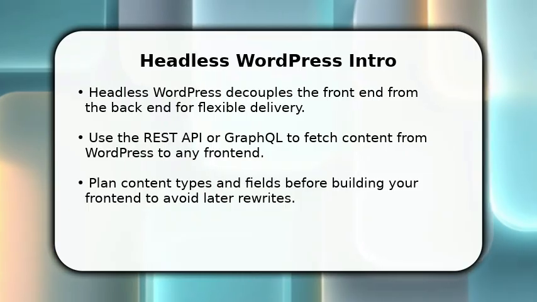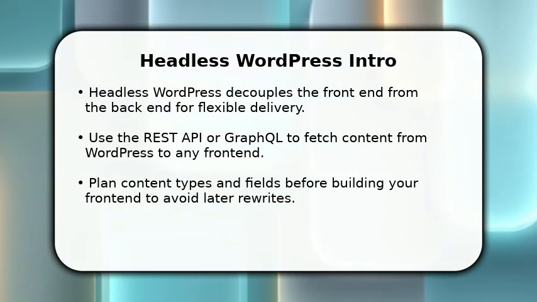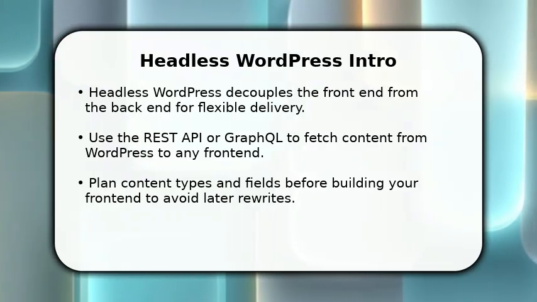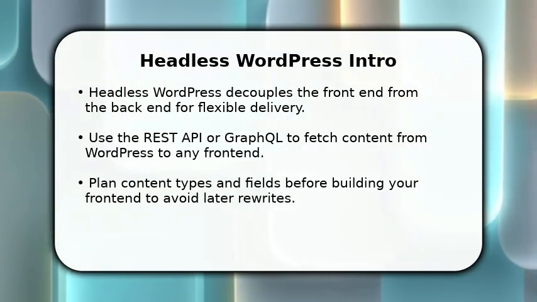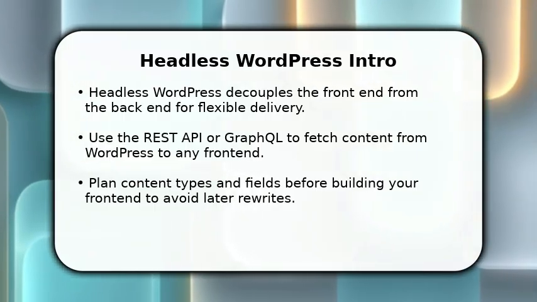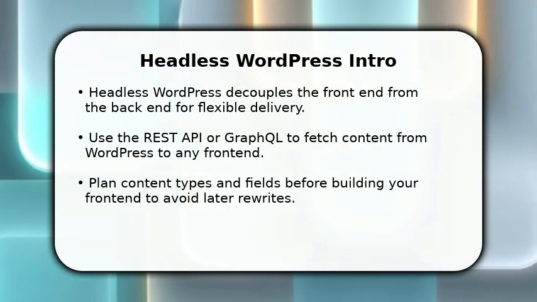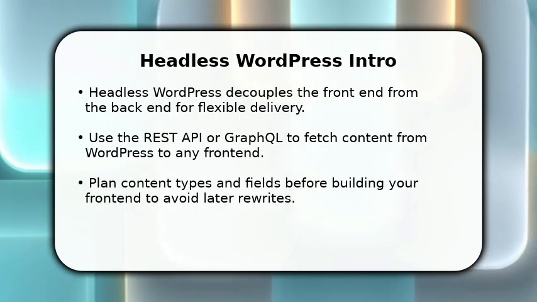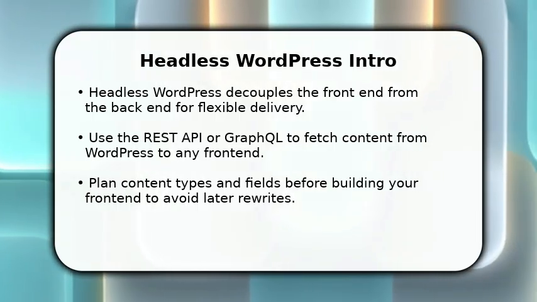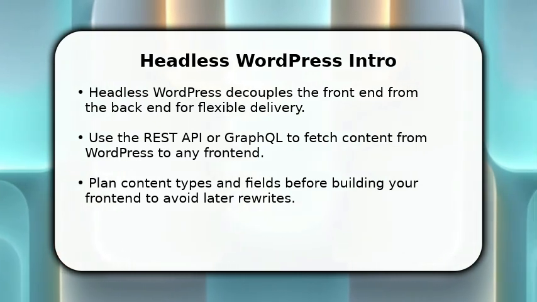Start by installing the REST API or GraphQL plugin and plan content models carefully. Choose a JavaScript frontend like React, Vue, or Svelte and connect via API endpoints. Use authentication for protected routes and set up caching for performance. Export media to a CDN and version your schema to keep rolling updates smooth and predictable for team collaboration.